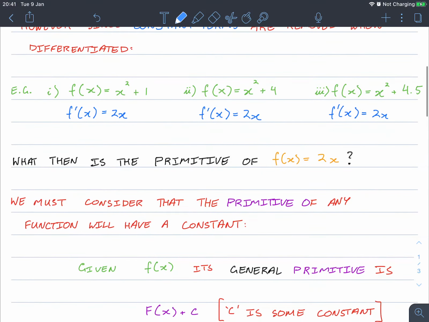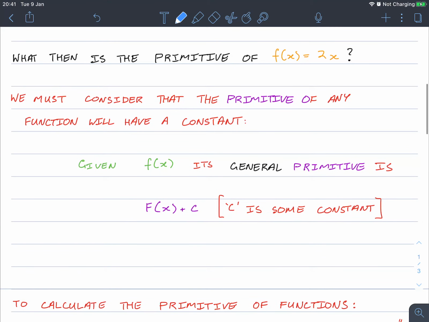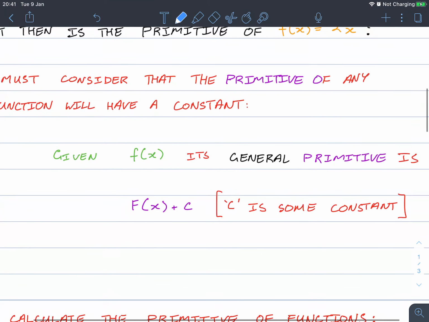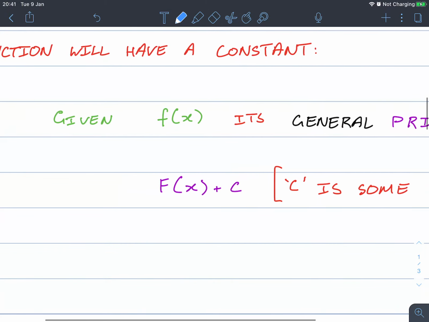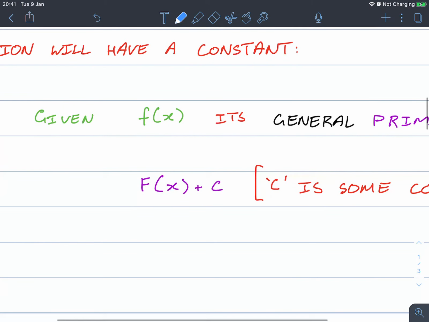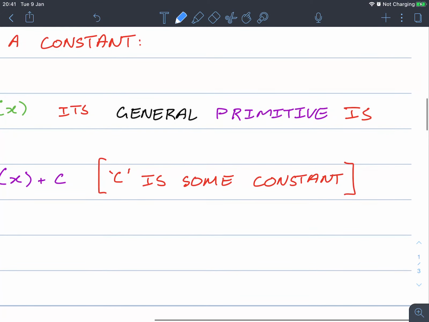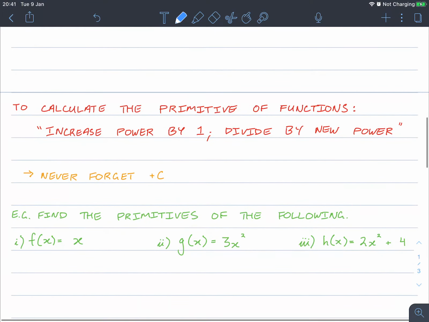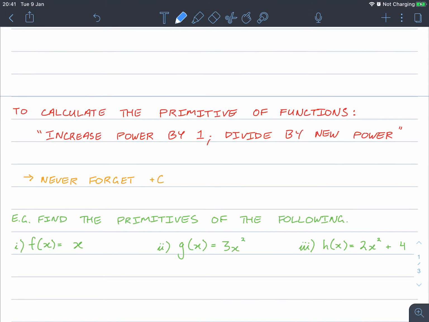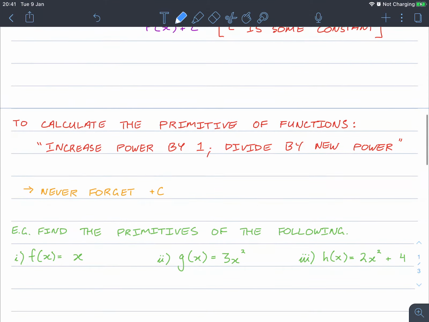We must consider that the primitive of any function will always have a constant. So in general, given some function f of x, its general primitive is denoted as capital F of x plus c, where c is some constant. To calculate the primitive of functions, we do the reverse of the power rule.